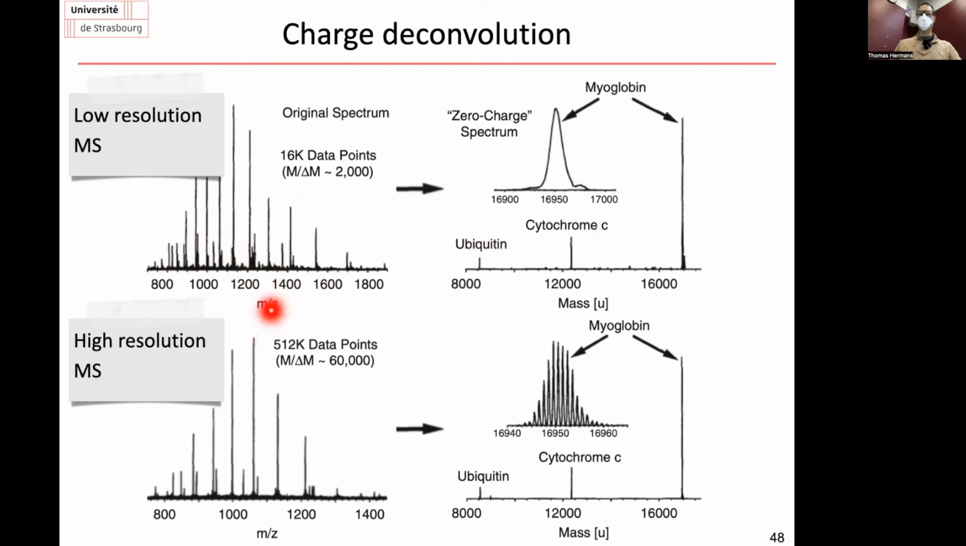So we convert M over Z to mass, and then we see 3 nice peaks for these 3 proteins: myoglobin, cytochrome C, and ubiquitin. If we zoom in on this peak, you can see the difference between low resolution MS, where all the isotopes are smeared together into a single peak, whereas in high resolution MS, we can actually see the isotope patterns. That's a really big difference between those 2.